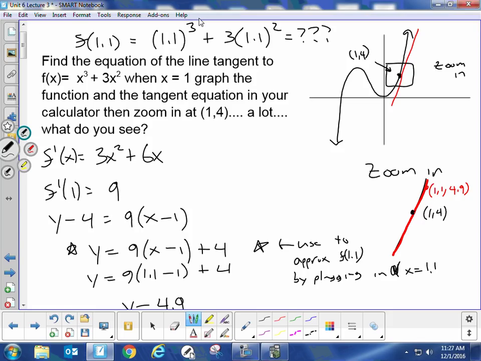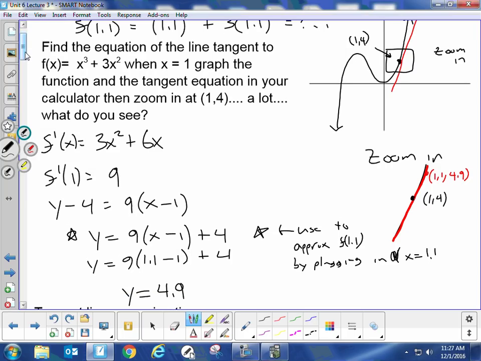Yes, exactly. I use 1.1 because it's close to 1. I'm not going to use this tangent line to approximate negative 2.1, right? Because that'd be so far away that it would not do a good job mimicking the function. We get 4.961. So my function, which is in black, gave me that 1.1 is 4.961. Well, 4.9, pretty darn close to 4.961.